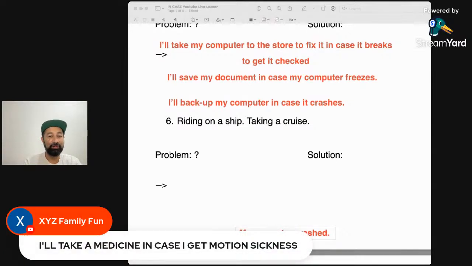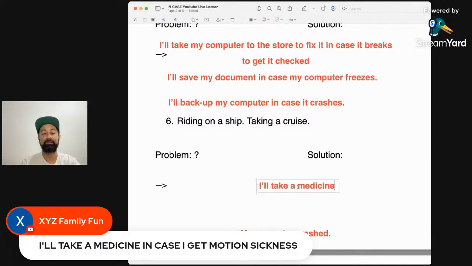XYZ's answer for number 6: I'll take a medicine in case I get motion sickness. Great. Really good vocabulary here, XYZ. Now, one thing, I'm going to put your answer onto the screen here. I'm going to remove one word from your answer. So I'll take a medicine.